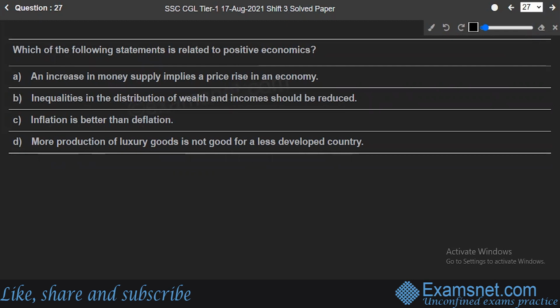Well, positive economics is an objective stream of economics that relies on facts, what has happened and what is currently happening in the given economy. Accordingly, it states an increase in money supply implies a price rise in economy. You can say P is equal to MV upon T. Money supply means the total amount of money in circulation or in existence in a country. Increasing the money supply faster than the growth will cause inflation. So, option A is the correct answer to our question. Hope you are clear. Next question, number 28.